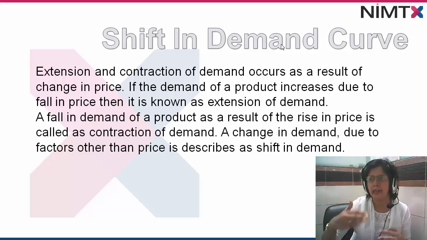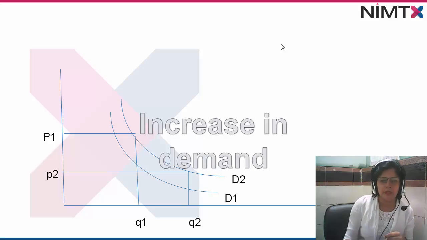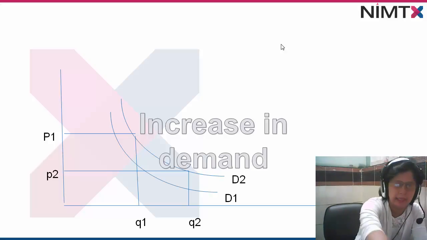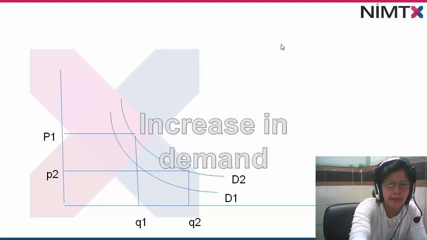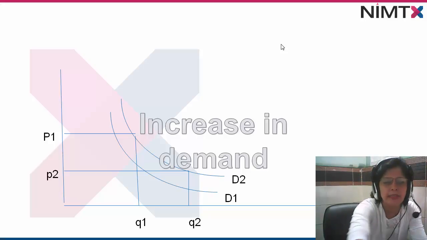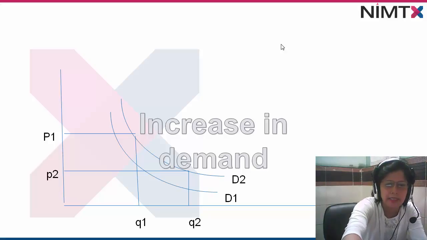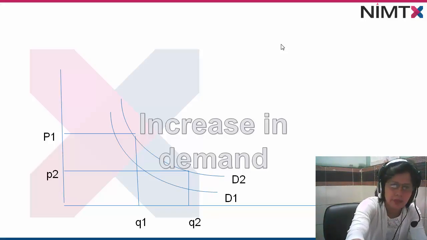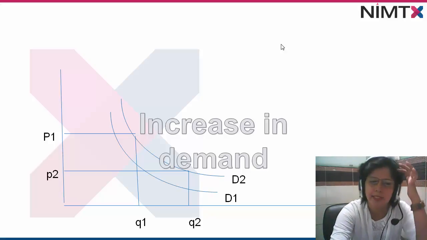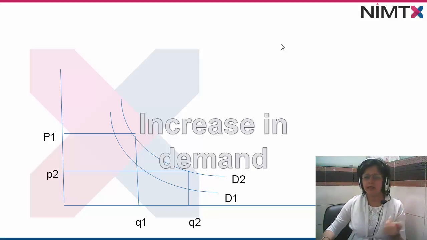We can discuss this by our curve. See, on the x-axis we have quantity, and on the y-axis we have P1 and P2. When the price is less, the demand increases. When the price falls, the demand increases, and when the price is increasing, the demand decreases. That is the shift in demand.